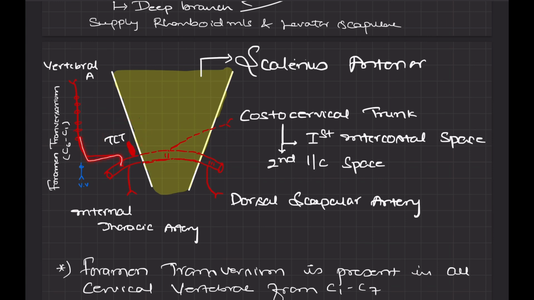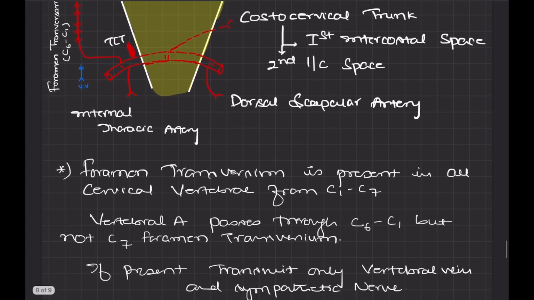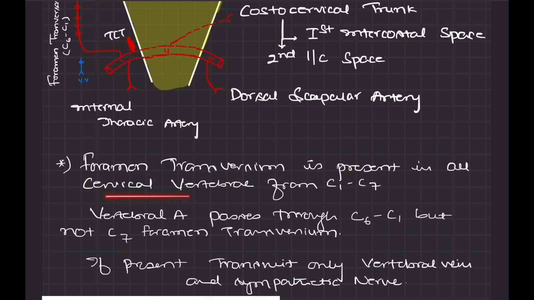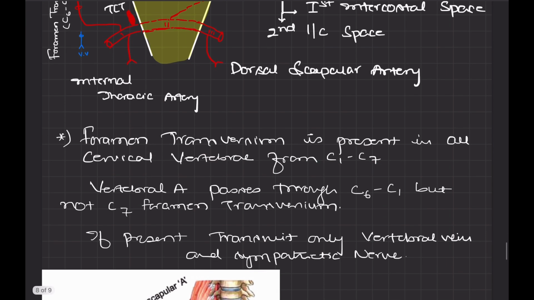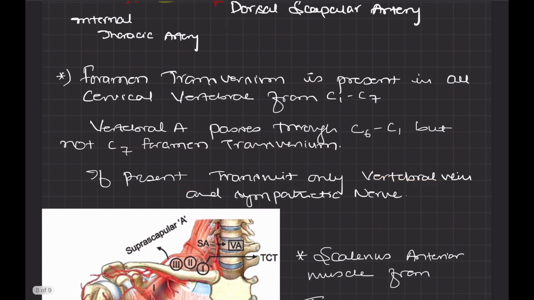The vertebral artery passes into the foramen transversarium from the C6 to C1 vertebral level. It doesn't pass through C7. The foramen at C7 is only sometimes present, and even if it is present, the artery doesn't pass through it. Only the vertebral vein and the sympathetic plexus pass through it. Foramen transversarium is present in all the cervical vertebrae from C1 to C7. The vertebral artery passes only from C6 to C1 level, but not at C7, even if it is present. If present, what does it transmit? It transmits the vertebral vein and the sympathetic nerves.